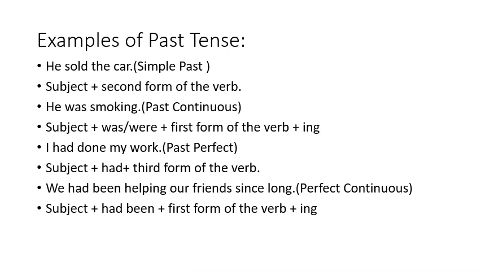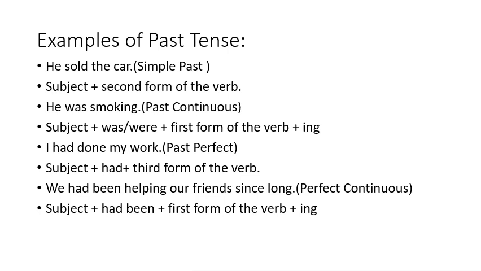Next, past continuous. He was smoking. Here the subject is he, followed by the helping verb was plus first form of the verb plus ing. So the structure goes as subject followed by either was or were plus first form of the verb plus ing.